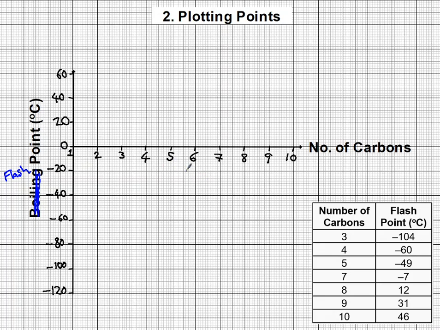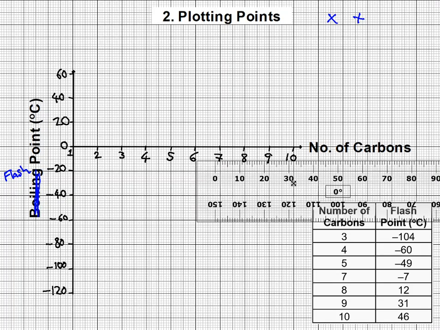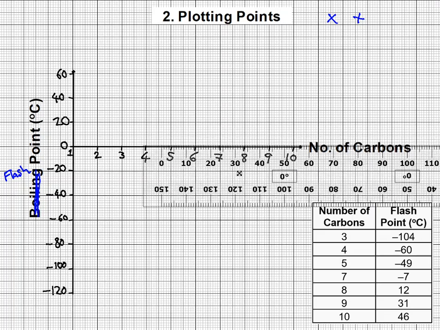Right, we now need to do some plotting of points, and there are basically 2 points that I'd recommend, the cross and the plus. They're both very, very precise in terms of exactly where you want to plot the point. I would go for the plus. Let me show you how you can use a plus in order to do this. So if I pick up a ruler, then I can go for the first point. I need to do 3 carbons, flash point -104.